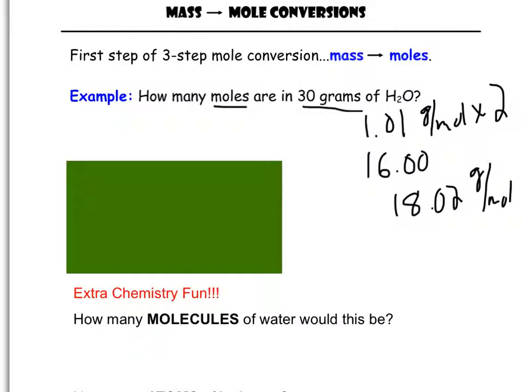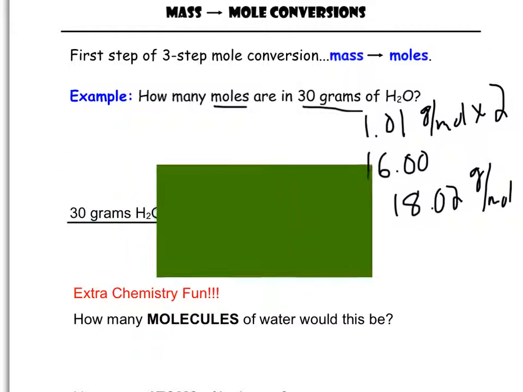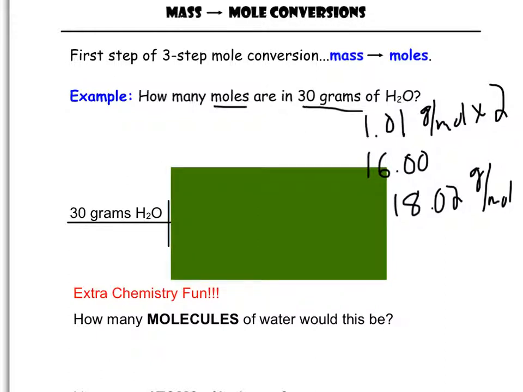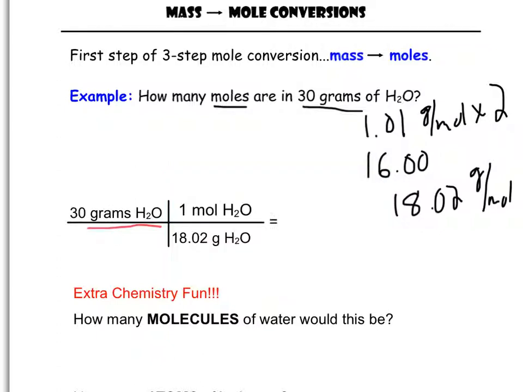So we're going to take our 30 grams of H2O that it says that we have, and again, we always need to follow our units. So we know if I have grams of H2O on top, I need to get that to cancel out because I want my final units to be moles. So if I have grams of H2O on top, I need to have grams of H2O on bottom, and we know that I have 18.02 grams of H2O for every 1 mole.